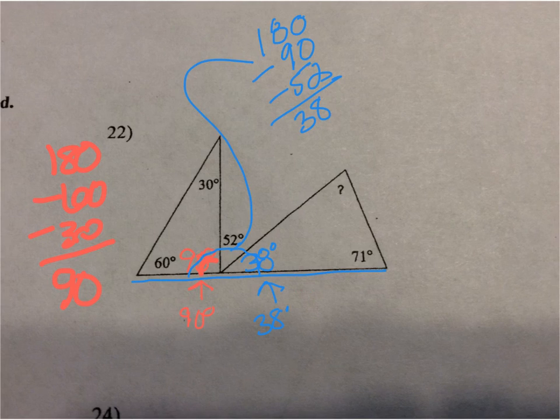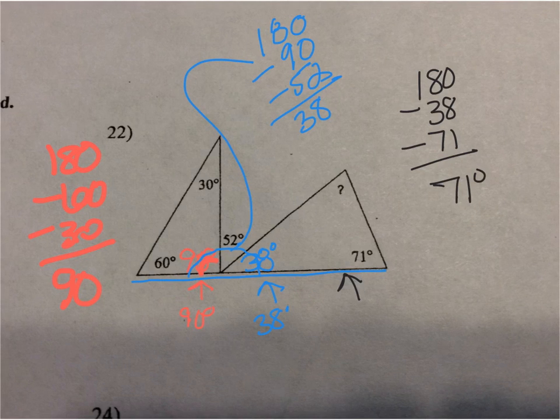And then lastly, we're going to use the triangle angle sum in this last triangle. So we'll start with 180, subtract 38, subtract 71, and we would be left with 71 degrees. So 71 degrees would be this one, which tells us, now, I mean, the problem is over, but it does tell us that we have an isosceles triangle because the base angles are congruent.